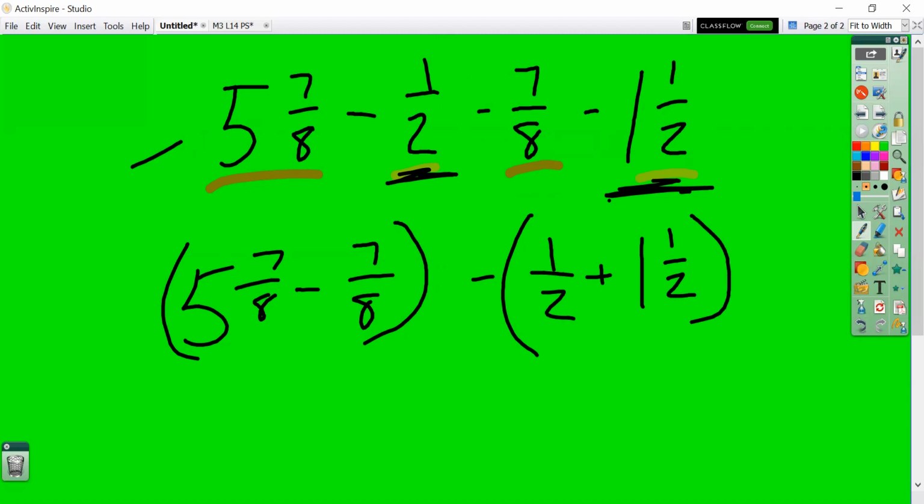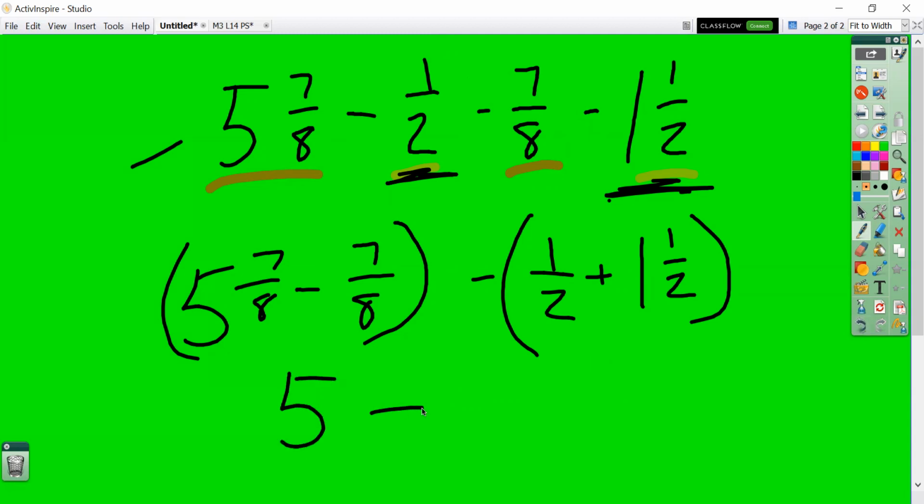Now, because we grouped it together, we're still subtracting. We can see that over here in this symbol right here. But we needed to lump them together before we subtracted and made it easy for our brain. So let's think about this. 5 and 7/8 minus 7/8. Well, if we take away the 7/8, we're just left with 5.